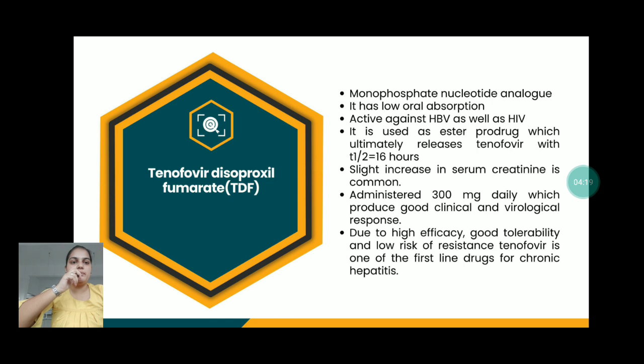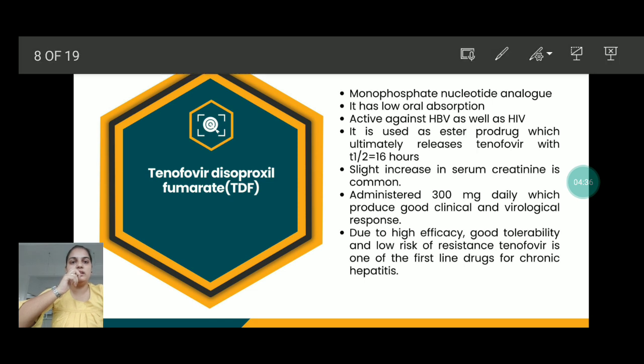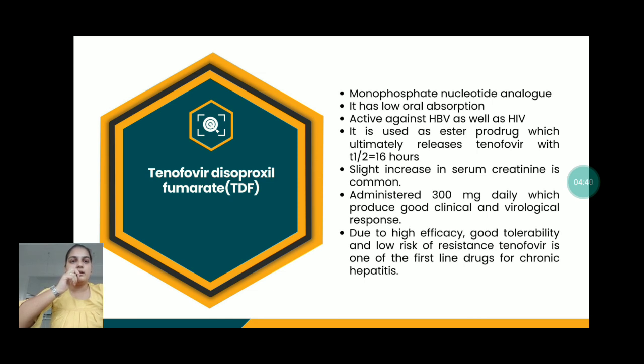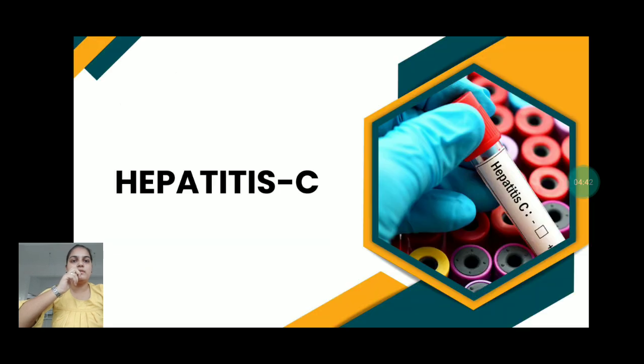Administered at 300 mg daily, it produces good clinical and virological response. Due to high efficacy, good tolerability, and low risk of resistance, tenofovir is one of the first line drugs of chronic hepatitis. More than 90% response is seen with TDF. So TDF is used nowadays. Now, next we will see about hepatitis C.